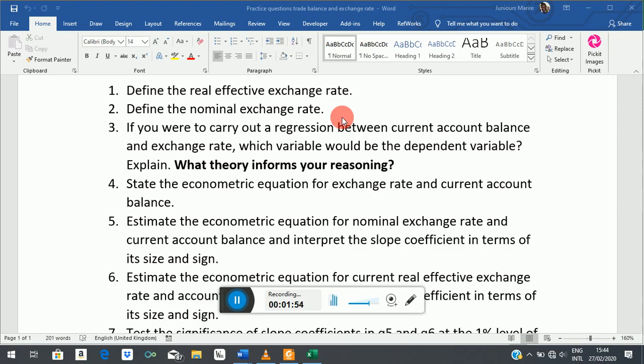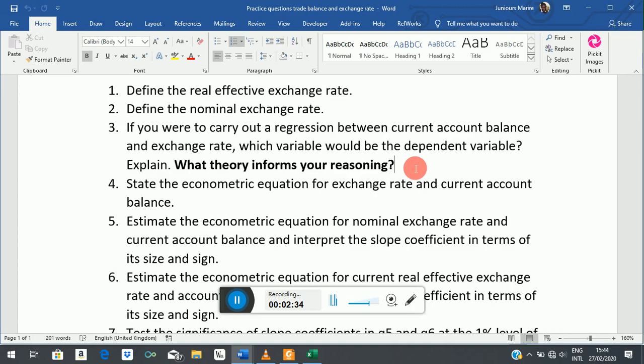Now, if you were to carry out a regression between current account balance and exchange rate, which means it could be real effective exchange rate or nominal exchange rate, which variable would be the dependent variable? Explain. What theory informs your reasoning? Now, I like these sorts of questions because questions like these force you to reflect on economic theory, which is the very theory you are trying to test. Do you see what I mean?